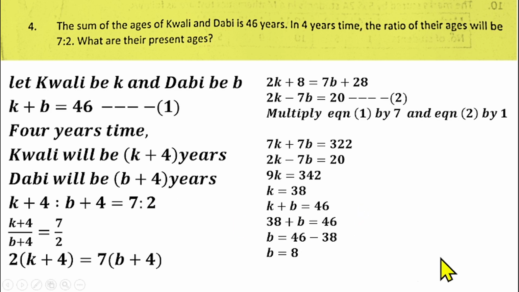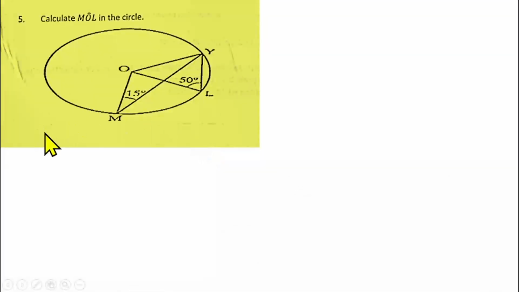So that means their ages: Kwali will be 38 and Dabi is 8 years. So Kwali is 38, Dabi is 8 years. So that's the solution for question number 4. Question number 5 is from circle geometry.